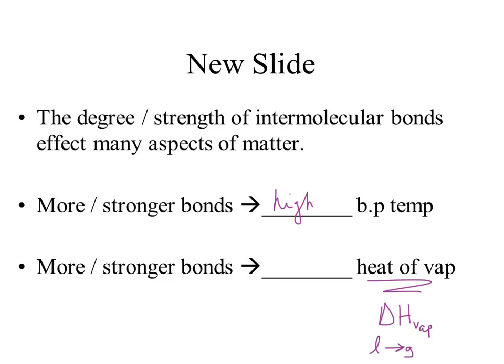So again, if you have stronger or more bonds, what sort of thing are you going to see for heat of vaporization? If you have stronger bonds, is it going to be higher or lower as far as the amount of heat you need for it to go from a liquid to a gas? Higher. Mm-hmm. Does that make sense? Yeah, that's just it. Delta H vap.